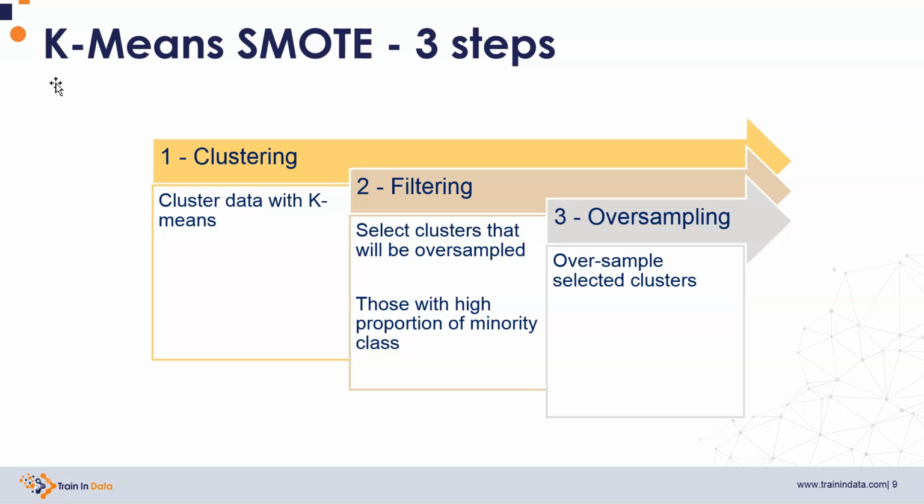So K-Means SMOTE has basically three steps. The first step is the clustering step, where we cluster the data utilizing a K-means algorithm. The second step is a filtering step, where we select the clusters that will be oversampled. We wouldn't oversample all the clusters, we will only oversample some of them, those where we have a high proportion of minority observations. And I'm going to illustrate this with an example later on. And the third step is to oversample those clusters. And we will create more examples in those clusters that have fewer observations of the minority class.